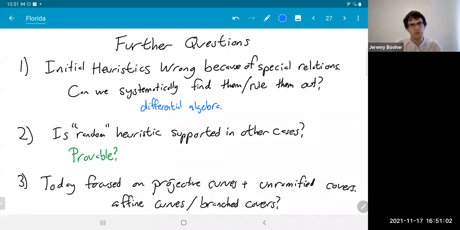Now, another question you really should worry about is whether this randomness heuristic is supported in other cases. The cases I looked at today, the zeta functions broke up into lots of simple pieces. You just got zeta functions of elliptic curves instead of zeta functions of hyperelliptic curves, which weren't breaking up. And that is because our family had lots of extra automorphisms.